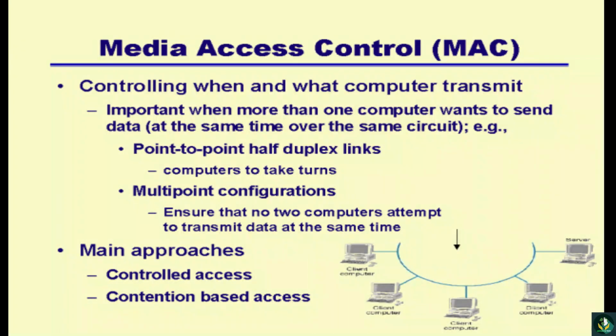Hello there, let's talk about MAC, media access control. Controlling when and what computers transmit is important when more than one computer wants to send data. In point-to-point half duplex links, computers take turns, and in multipoint configurations, settings ensure that no two computers attempt to transmit data at the same time. The main approaches are controlled access and contention-based access.